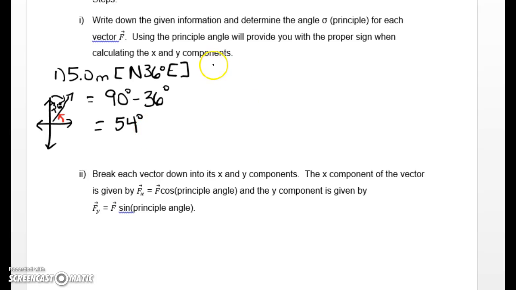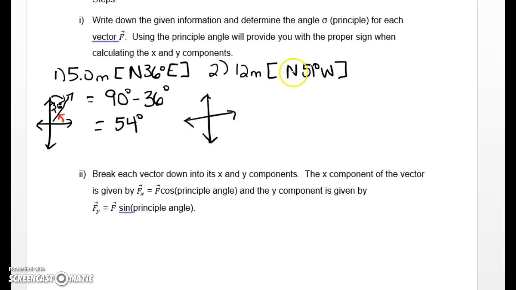Then we're going to do the exact same for the other 2 pieces of information that we have. Our next bit that we were given, we have 12 meters, and that one was north 51 degrees west. Looking at a rough sketch of what this might look like, here we're working with north and we're going 51 degrees in the west direction. So that's going to be over here in quadrant 2. To find your principal angle, which goes from your positive x-axis all the way over to this terminal arm, we're going to take 90 degrees and add this little angle right here, which was 51. So we have 90 degrees plus 51 degrees, which will give us a principal angle of 141 degrees.